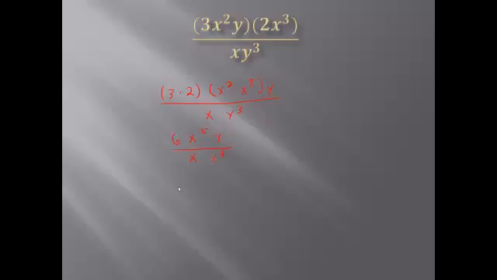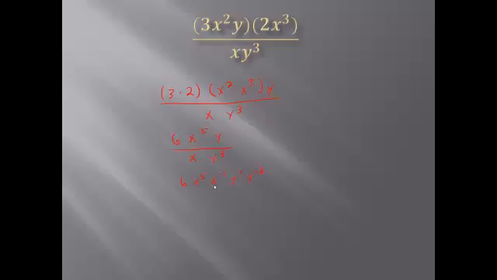Now anytime you move a base over the fraction bar, the sign of the exponent changes. So that makes 6x to the fifth, and when I bring this x to the first up, that'll make x to the negative first. And then y to the first, and when I bring the y to the third up, that'll make y to the negative third.